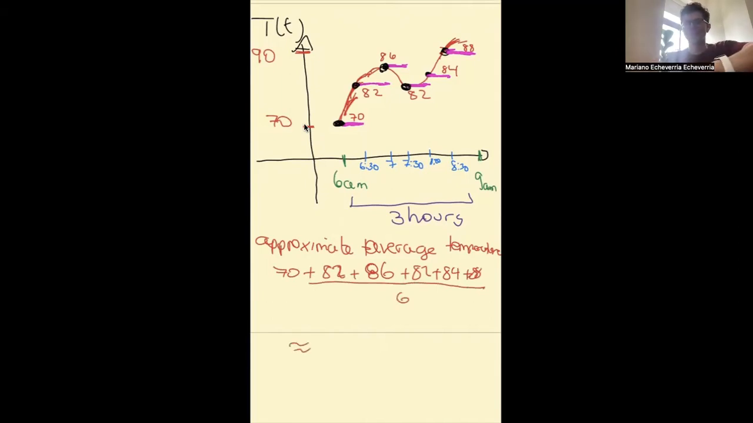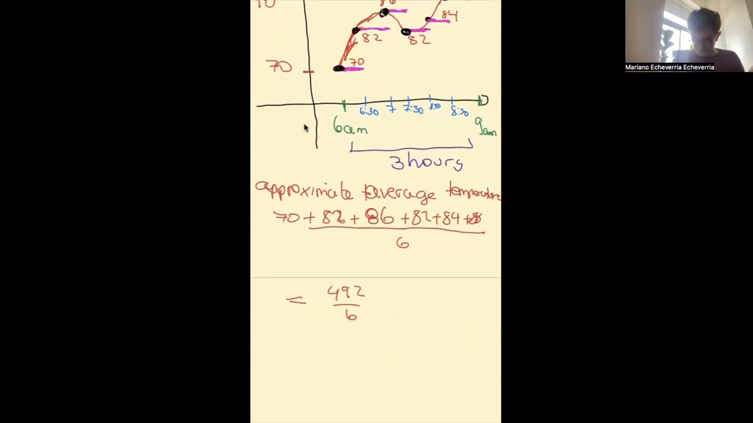And well, let me do it on the calculator to see how much I get. So this gives you 492 over 6. Oh my God, I cannot believe I chose the correct number. I didn't have to approximate it. I'm happy this worked. So in this approximation, you would say that the average temperature was 82 degrees. So is this making sense so far, so good?